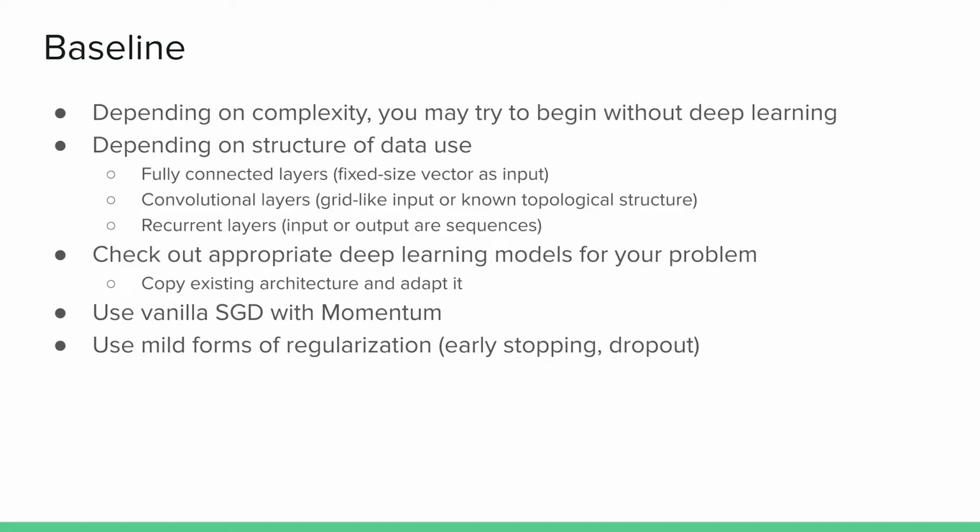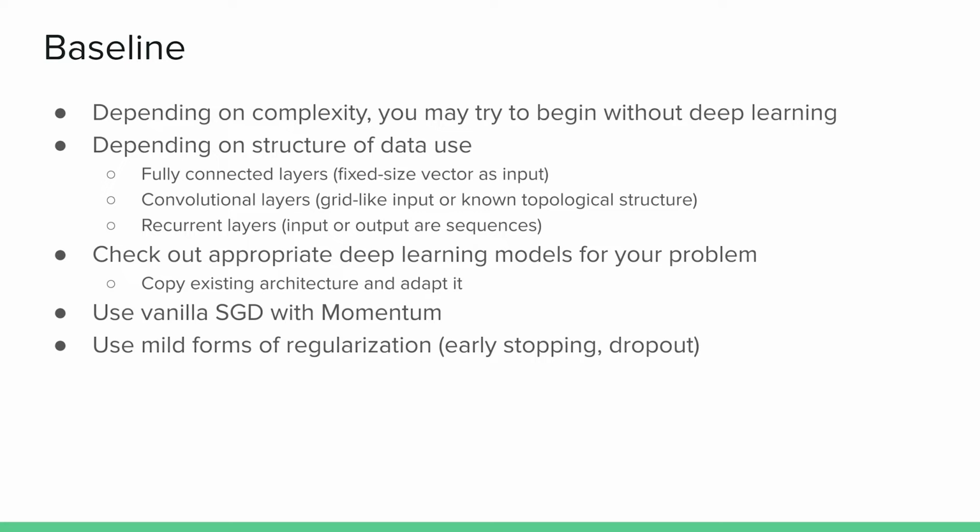Before you start developing your machine learning models, you should actually try to establish a baseline. Maybe depending on the problem that you're looking at, you could try to do something without deep learning in the beginning. Run a k-nearest neighbor classifier. Do some manual programming and see how fast and how far you can get with that. And depending on the structure of the data, you should start, we have now these three types of layers where we have fully connected layers, where we have fixed size vectors input.